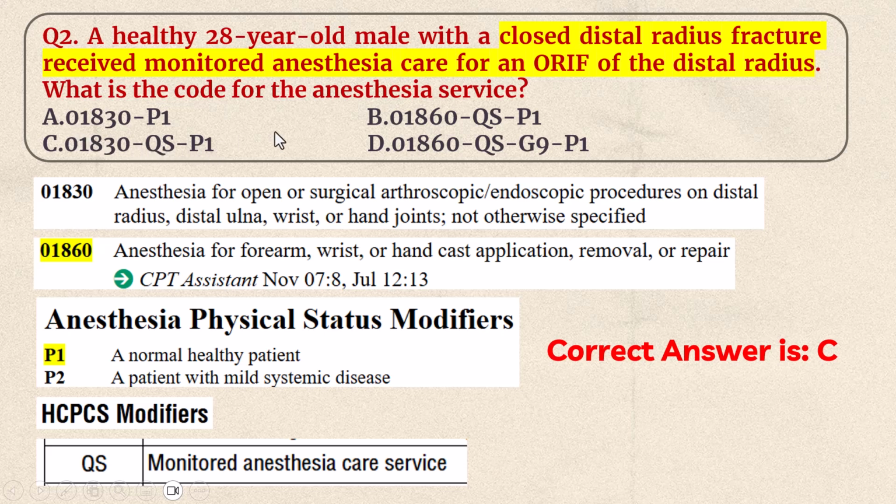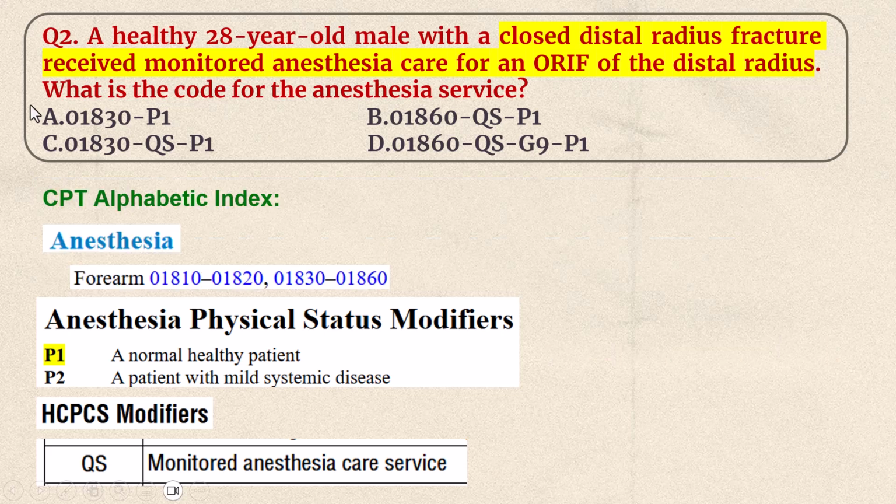If you encounter this case in a real working scenario, you have to use the CPT alphabetic index. When you go to the CPT alphabetic index, first you have to go to anesthesia, then go to the subcategory of forearm. It will lead you to the codes 01810 to 01820, then 01830 to 01860. Again, go back to the tabular list and confirm the answer. Then you have to go to the modifiers on the front cover of the CPT book. There you will find P1, a normal healthy patient. Also, you have to go to the HCPCS modifiers on the front cover of the book. You will find the code QS, that is monitored anesthesia care service. So the correct answer will be answer C.